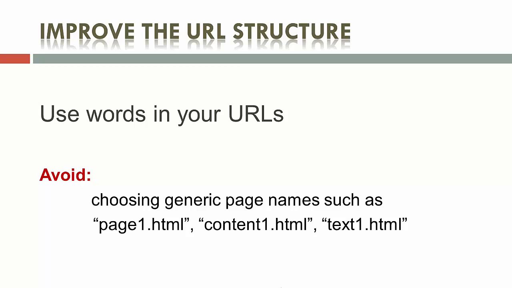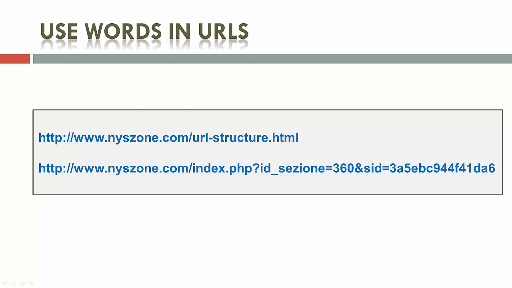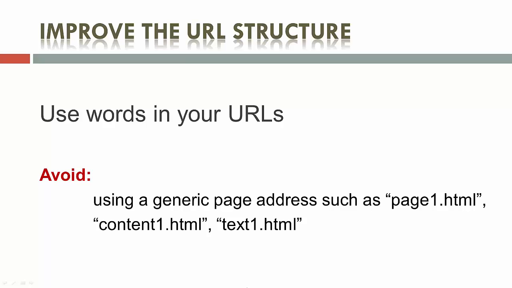Use words in your URLs. Using words in the URLs makes your URLs user-friendly. URLs with words that are relevant to your website's content are friendly to visitors. Visitors remember them better and might want to link to them. For example, if somebody is searching for information about the URL structure, the first URL will help users to decide whether to click on that link. The second URL is much less appealing for users. Avoid using a generic page address such as page 1, content 1, or text 1.